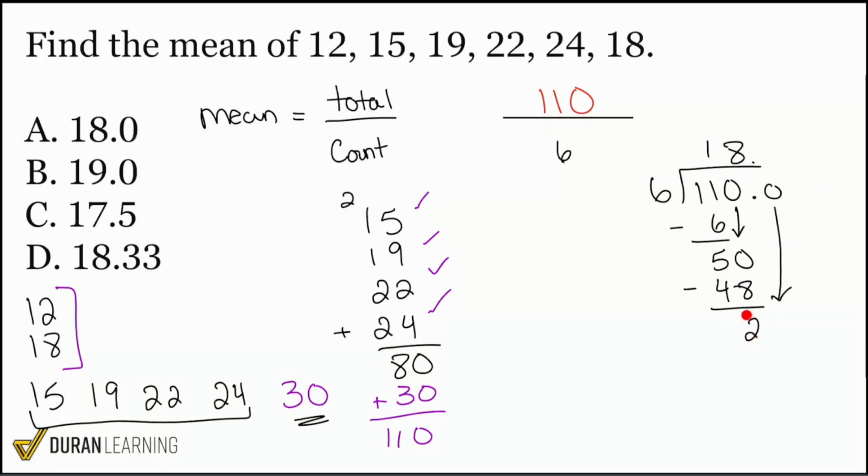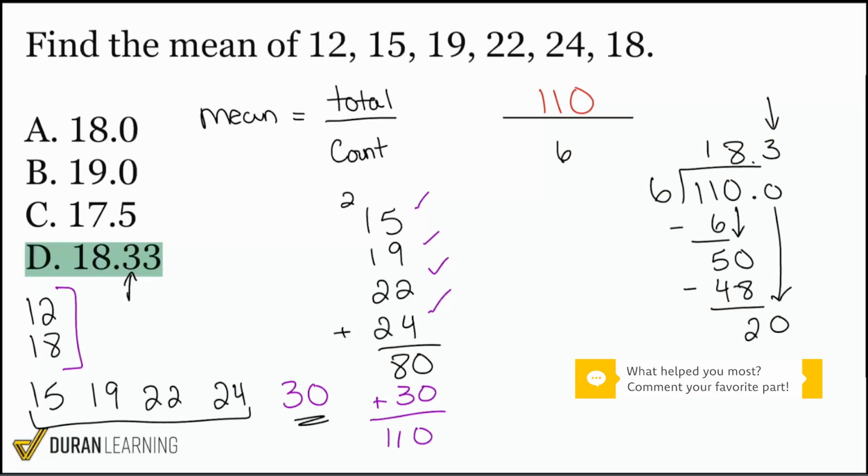There is a remainder. So if we continue, we'll see, hey, 6 goes into 20 3 times, and there's that 3 that we see right there. So we don't even need to continue. We don't even need to confirm that other 3. We know that the answer here is D, where 18.3 repeating, or 18.33, is going to be the mean of this set.